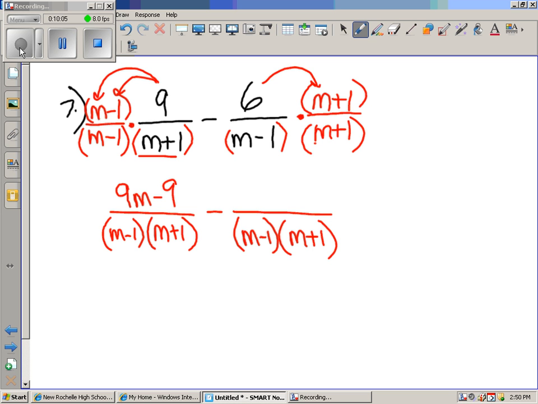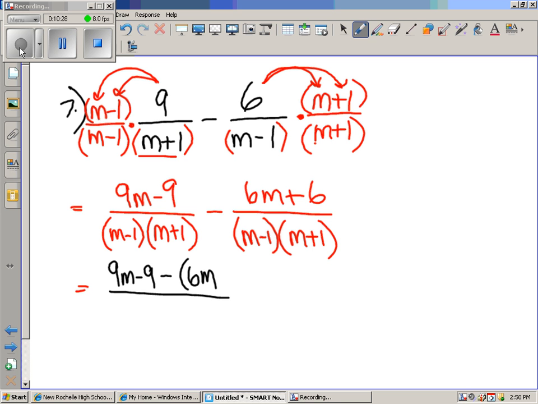The 6 gets distributed inside. So what does the top become? 6m plus 6. And here's why this particular problem is so tricky. You're going to subtract the tops. Here's what you have: 9m minus 9 minus (6m plus 6). You have to put this in parentheses because of this minus sign right there. Guess what we're going to have to do to that minus sign? That's the really annoying part, and everybody always forgets it.